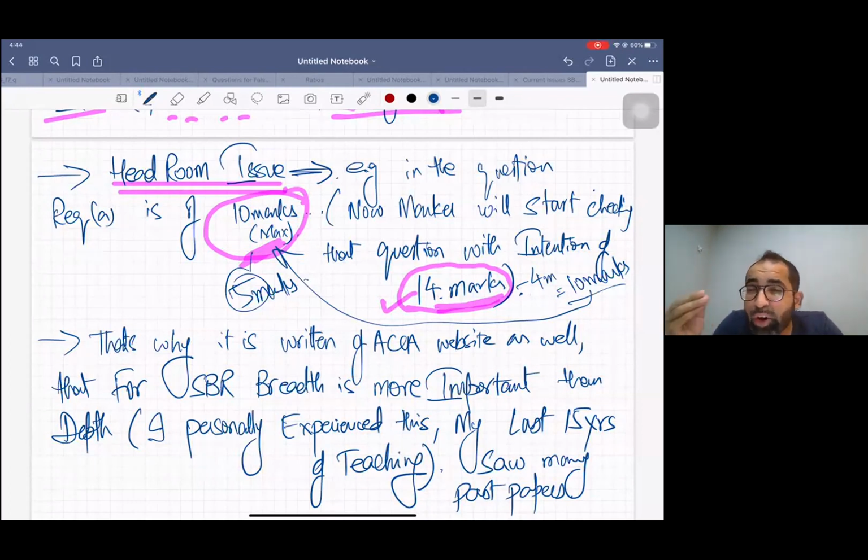Believe me, I've seen many ordinary students clear the paper. When they give the paper, they say, oh, our paper was not good. But on the result day, they clear it. This is the game. This is the real game.